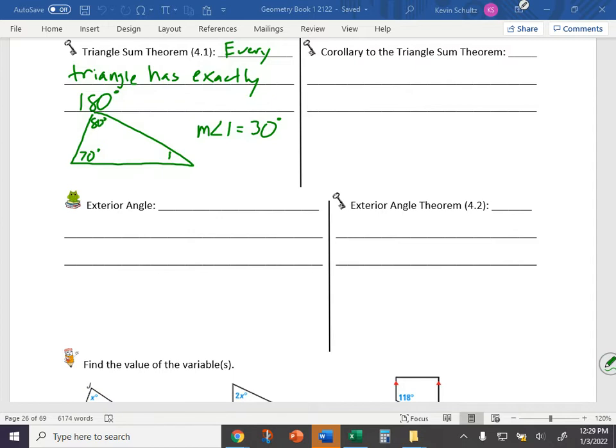The corollary to the triangle sum theorem says that in a right triangle, the two acute angles add to be 90 degrees. In a right triangle, the two acute angles add to be 90 degrees. The word corollary kind of means to go along with, it goes with the triangle sum theorem.